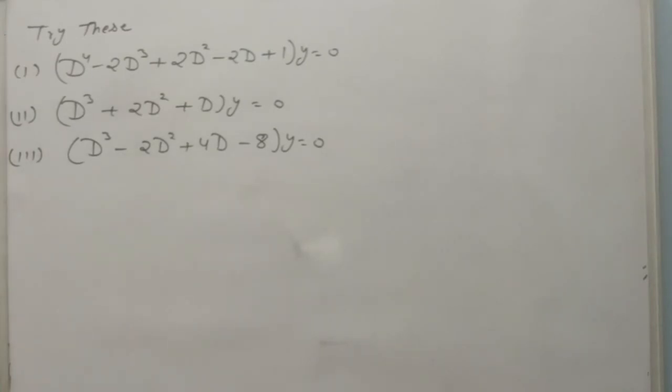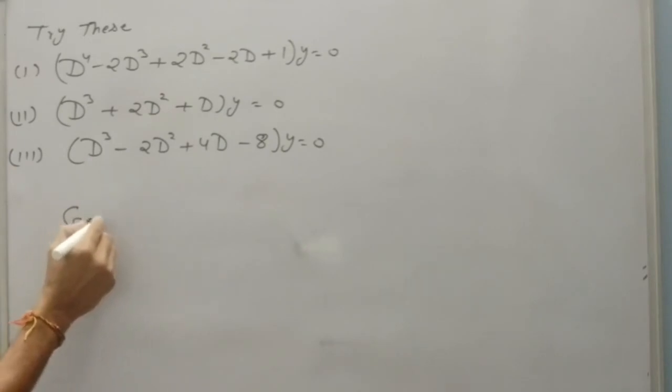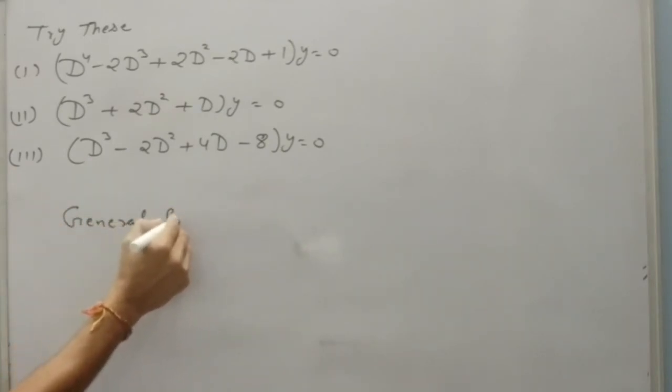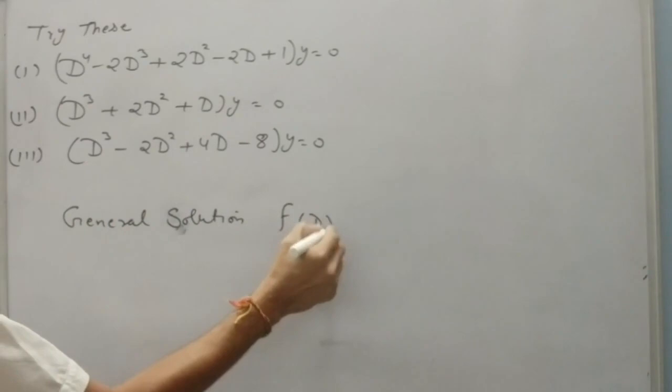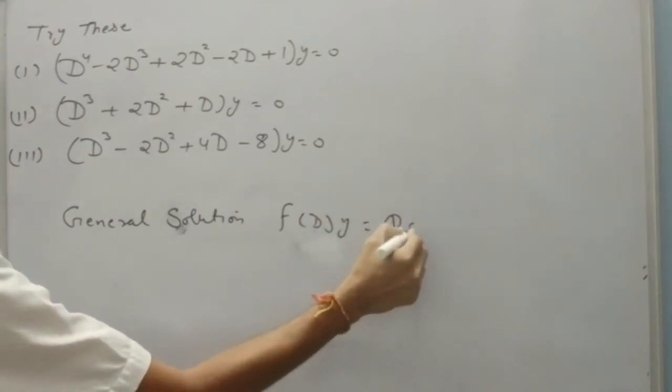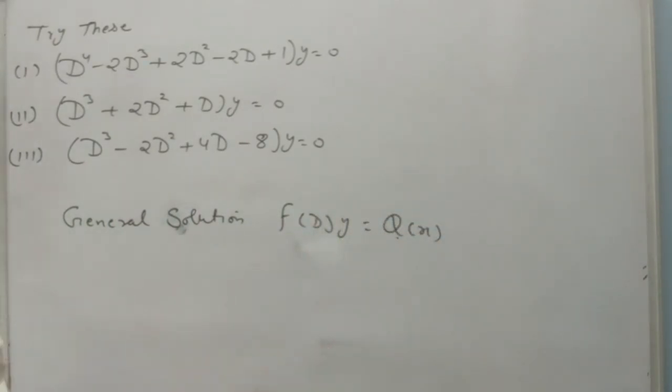So you understand how to solve. There are three questions I have given. Solve them and try it also. In the next lecture we will discuss the general solution of the equation f(D)y is equal to Q(x), where Q(x) is a function of x. We know that. In the next class we will discuss it. Till then, practice these questions. These are the important questions for the exam point of view.